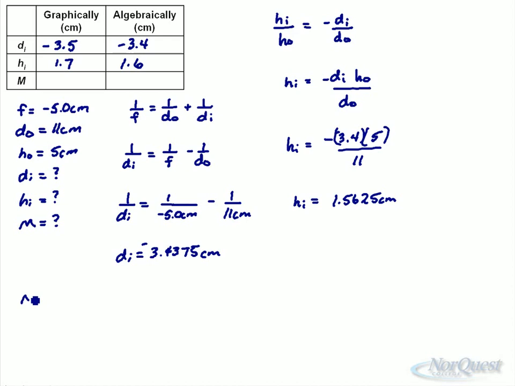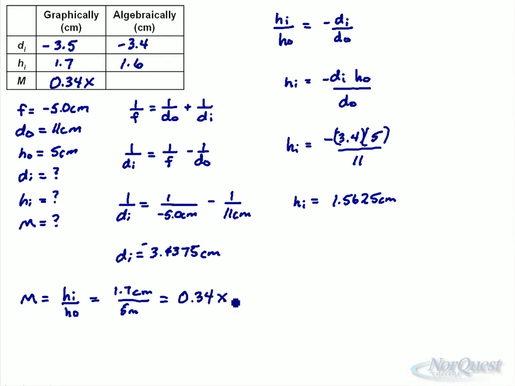So our magnification here is going to be, again, I use HI over HO. Graphically, it'll be 1.7 centimeters over 5 centimeters. So 1.7 divided by 5 gives you 0.34 for a magnification. Again, it should make sense because we do have a smaller image.